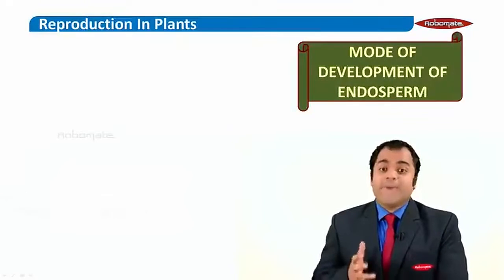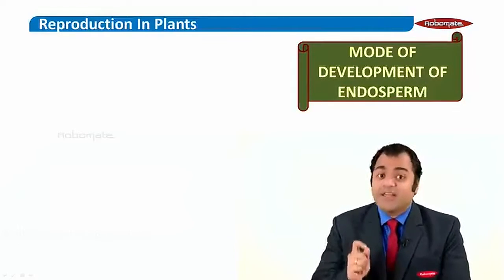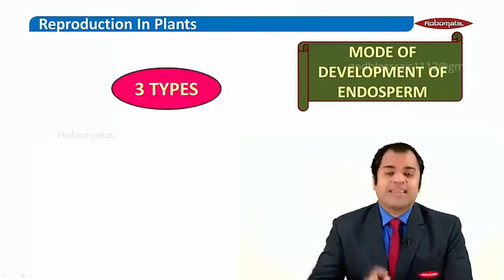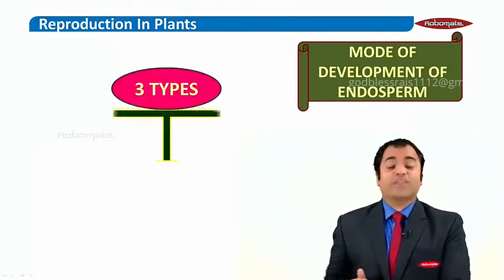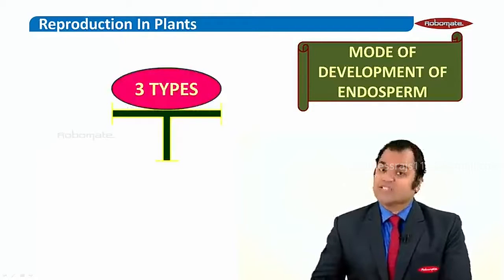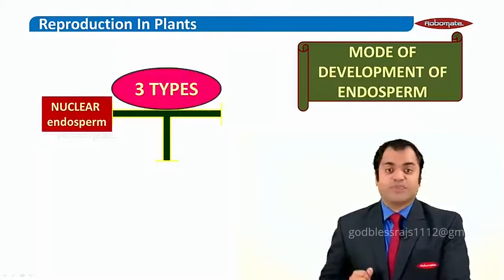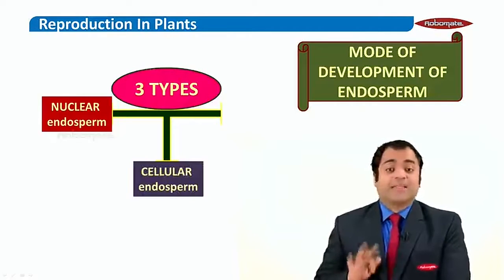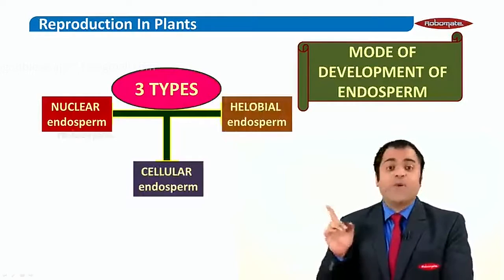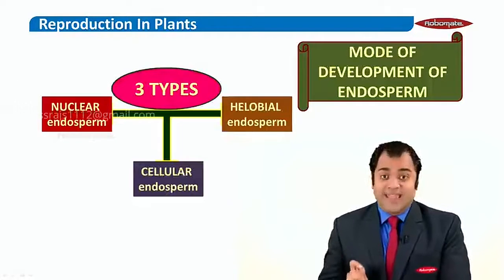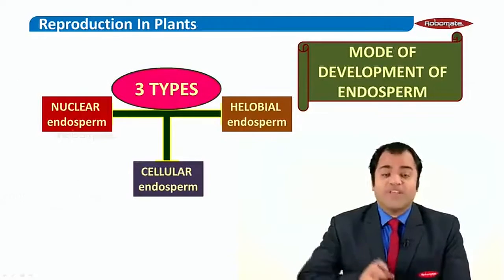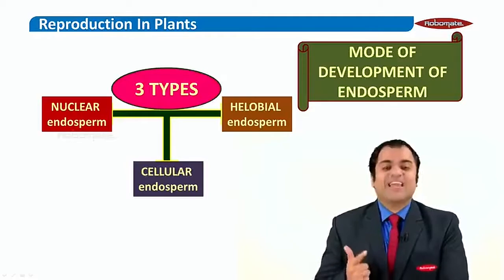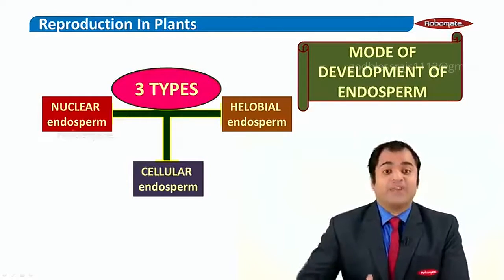Based on the mode of development of the endosperm, there are three basic types of endosperms that have been recognized. And what are the three basic types? The first one is called nuclear endosperm. The second one is called cellular endosperm. And the third one is called helobial endosperm. So based on the mode of development of endosperm, there are three basic types: the nuclear, the cellular, and the helobial endosperm.